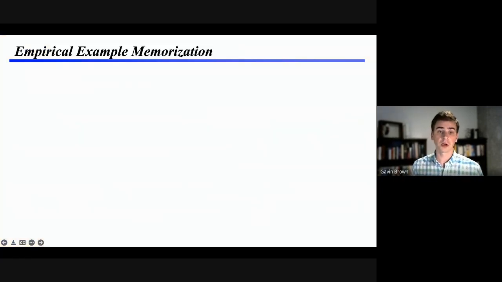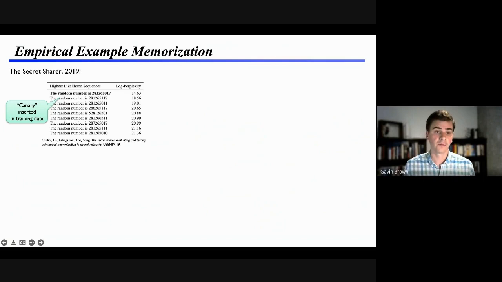Let's start related work by talking about example memorization in practice. A clean example came in the form of this work by Carlini et al. on the Secret Sharer, where a canary sentence is inserted into training data, and the trained text generation models happily spit it back out.